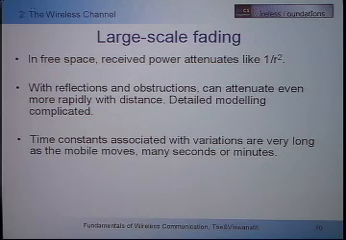Okay? The reason is because of the time constants associated with this variation. This is essentially the variation when you move, say, from close to the base station to further away from the base station, or you go behind a mountain, you have shadowing and so forth. So this is happening at time scales of the order of seconds or minutes as the mobile moves.